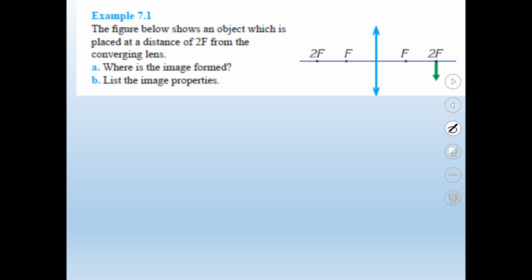Example. The figure below shows an object placed at a distance of 2F, meaning the center point, from the convergent lens. Firstly, where is the image formed? For example, first I draw the position of the object, then I start sending the rays. First, I am sending two rays.